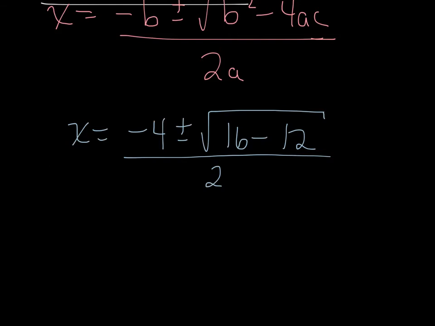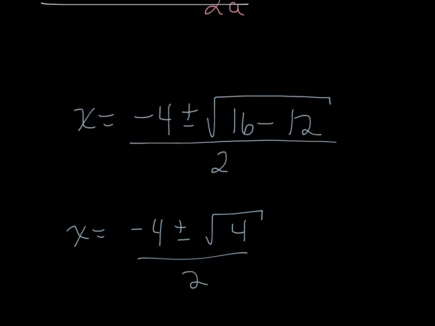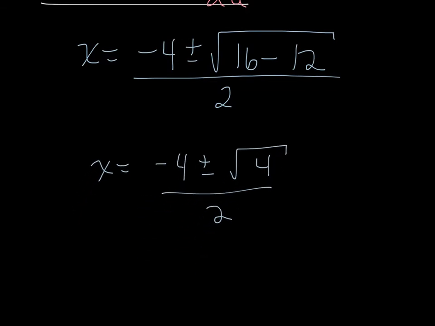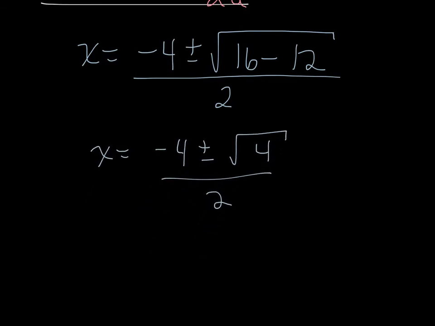Whenever the equation was able to be factored in the beginning, you'll get a perfect square in the radical. Since we were able to factor in the beginning, that's what causes that. So far, so good? Again, 16 minus 12 is 4. The square root of 4 is 2.